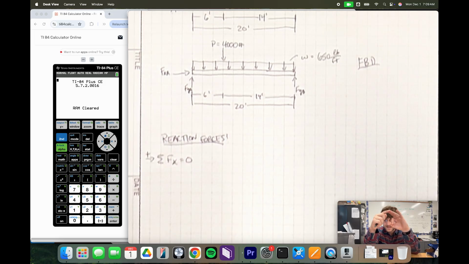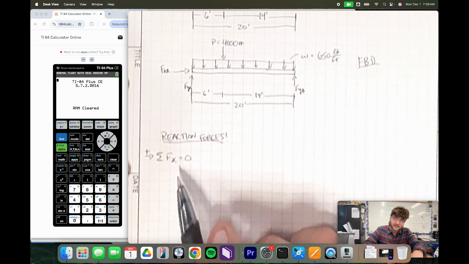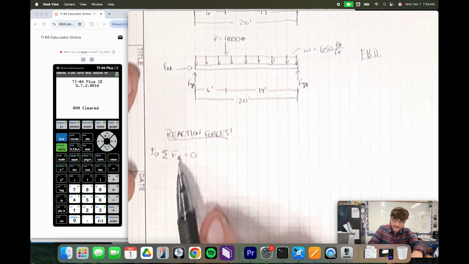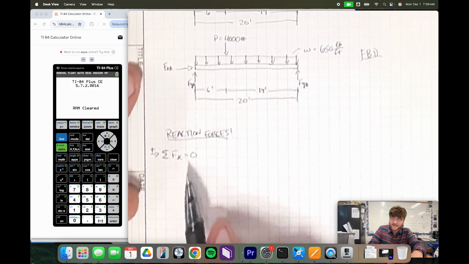Some of the forces in the X is equal to 0. And some of the moment at any point along this beam is going to be equal to 0. What we're going to do first is start off with the most simple thing to do in this scenario, which is to look at the sum of the forces in the X-axis.